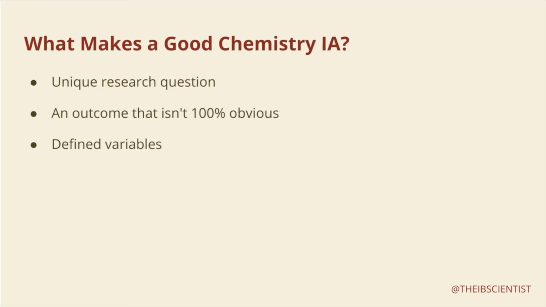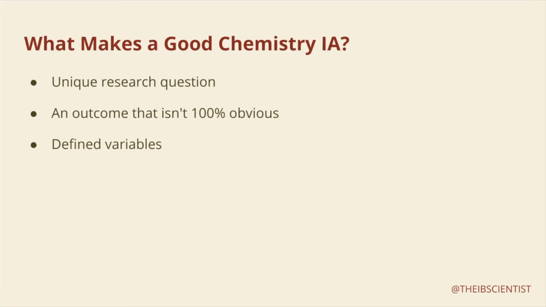Then the third thing is you need defined variables. And I know it sounds so obvious, but you'd be surprised at how many people overlook this or leave it too late. I would almost recommend thinking about your variables at the same time as you're thinking about your research question, because ideally your variables should be mentioned by name in the research question itself. So that includes independent variable, dependent variable. They're the main ones.